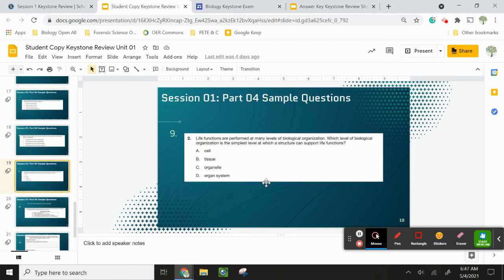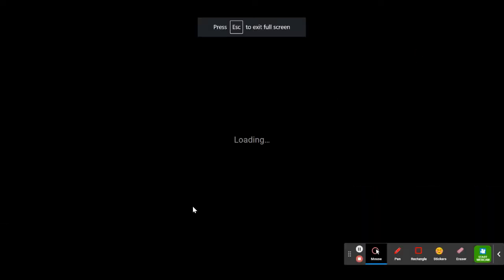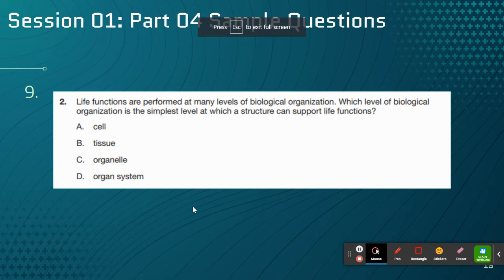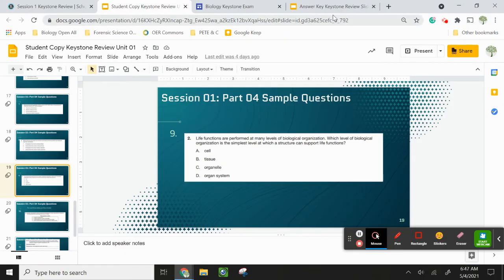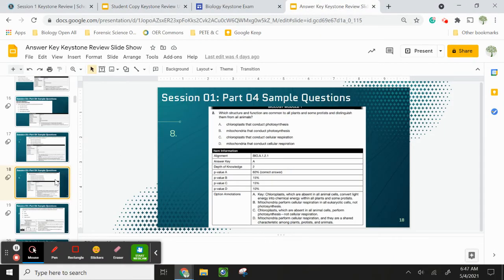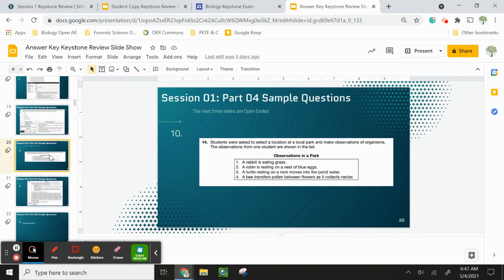Life functions are performed at many levels of biological organization. Which level of biological organization is the simplest level at which a structure can support life functions? All right, again, characteristic of life questions. Is it a cell, tissue, organelle, or organ system? Take a minute, pause if you have to, answer this on the Edpuzzle.